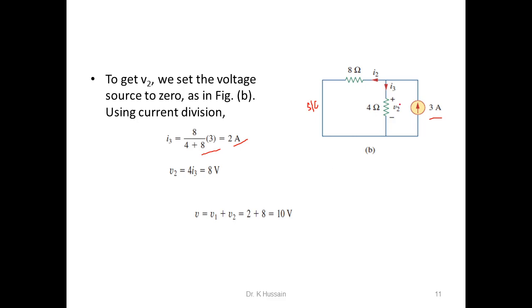Now what is V2? 4 into I3. Let's substitute this value. 4 into 2, 8 volts. So what is the total value if you are applying both the sources? This voltage is V1 plus V2: in the first case it is 2 volts, in the second case it is 8 volts, total 10 volts. In this way you have to apply superposition to the circuit.